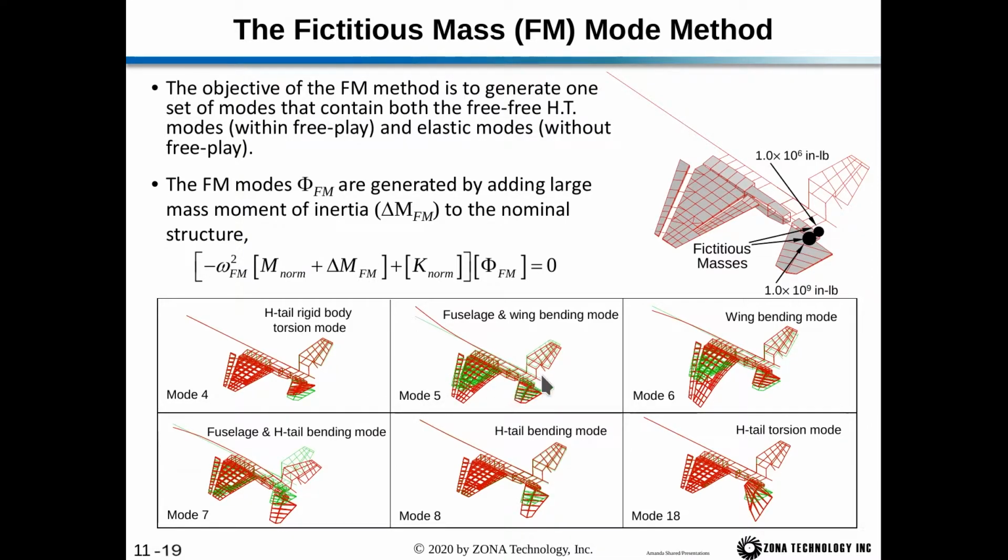So this is a fuselage and wing bending mode. Mode 6 is our wing bending mode. Mode 7 is our fuselage and horizontal tail bending mode. Mode 8 is the horizontal tail bending mode. And then if we jump all the way up to mode 18, this is our elastic horizontal tail torsion mode.